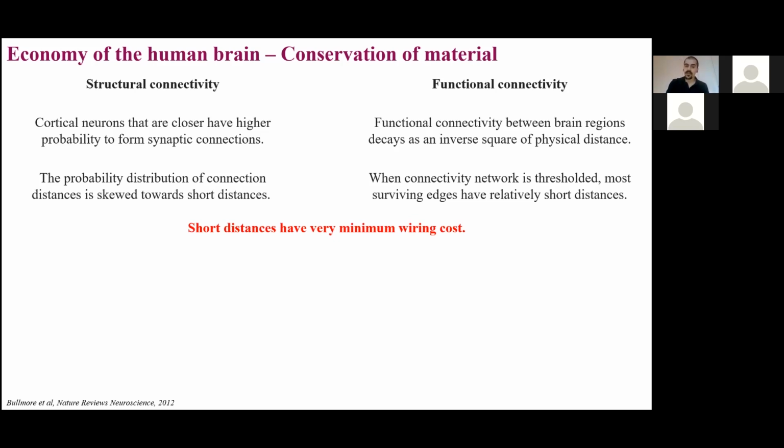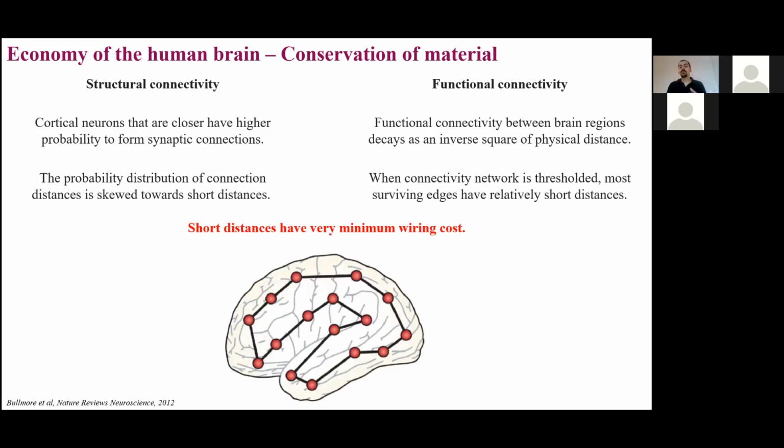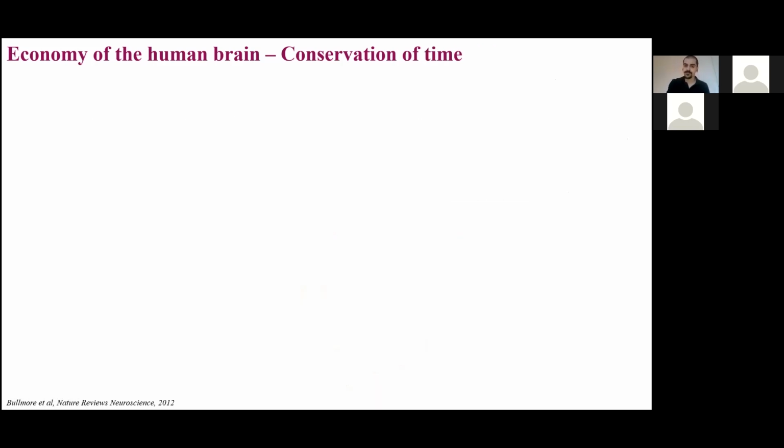However, if this was the only principle that our brain was built after, we would actually end up with a lattice network, with a regular network, because as you can see here, every region is connected with the neighboring regions that are very close to each other. So therefore, you would have a lot of connections made up only from neighboring regions.